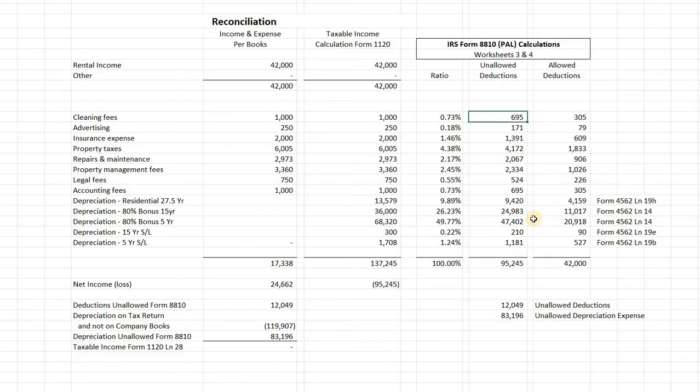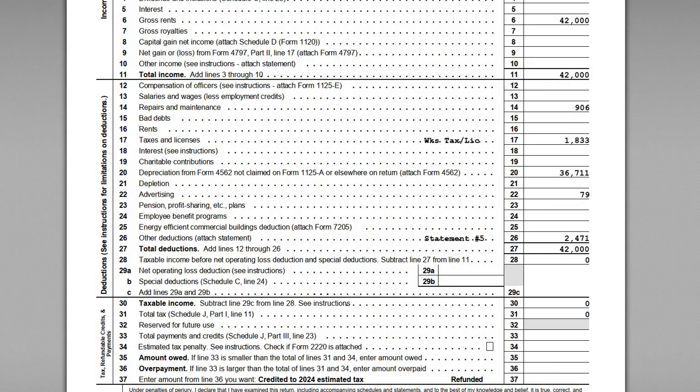So how does that 8810 worksheet work? Well, because this is a first year, the computation is a little more straightforward because we don't have to carry over any unallowed deductions from the prior period. But we take the taxable expenses that would be allowed for federal tax purposes, and the ratio of the expense to the total, right? So we're looking at the ratio of this expense to the total of the expenses for each one. And then the unallowed deduction is going to be the ratio times the net loss. So unallowed deductions are going to be the excess of the expenses over the revenue, right? And so that is first calculated on the 8810.